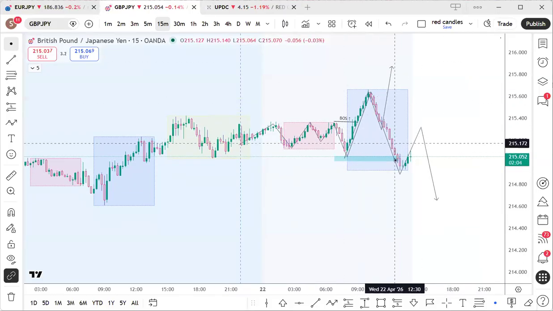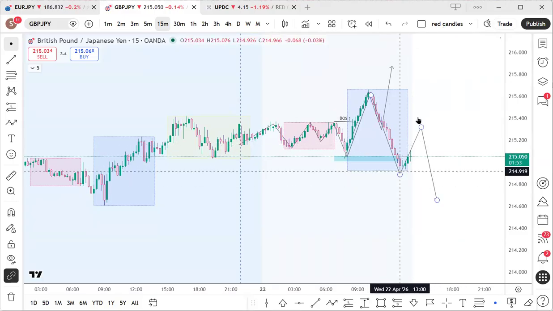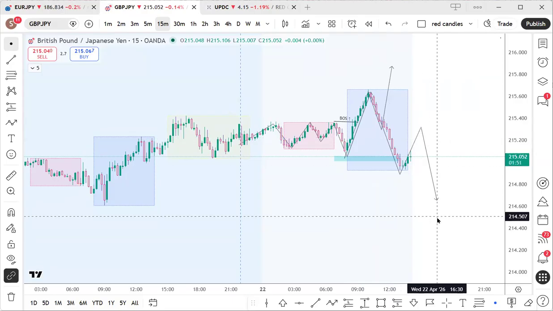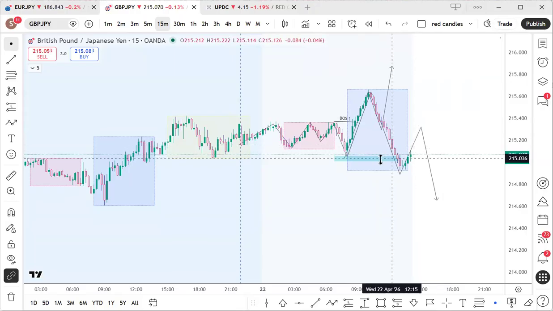So will price do that? The question now is, will price do that? We do not know, and nobody knows. So don't be deceived by any trading guru somewhere telling you that, oh, price must now go down. No, price will do whatever it wants to do. All you have to do is to execute your trade setup. Follow your process at all times.